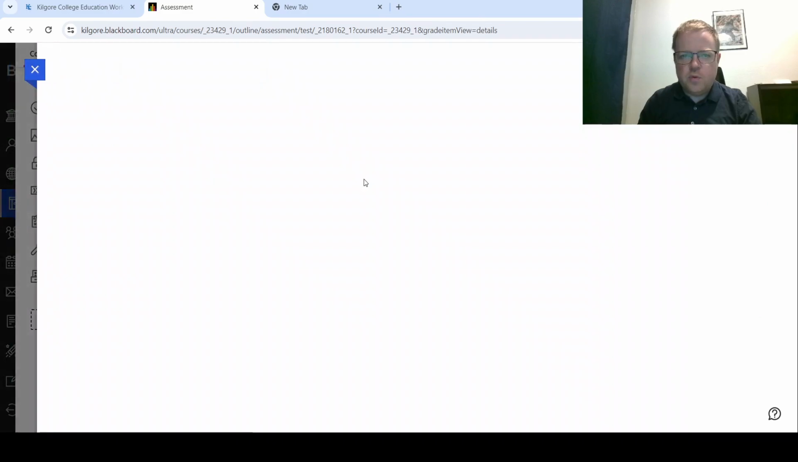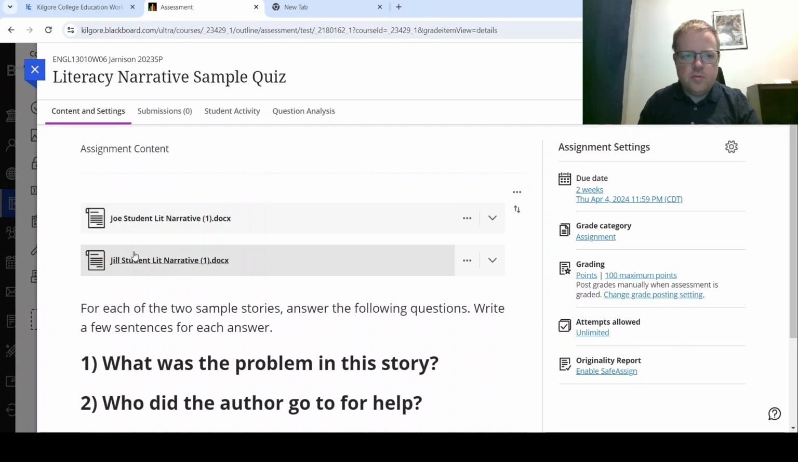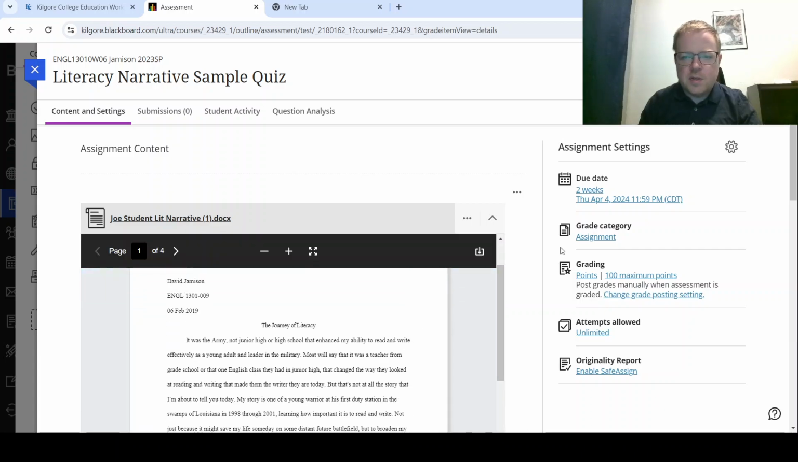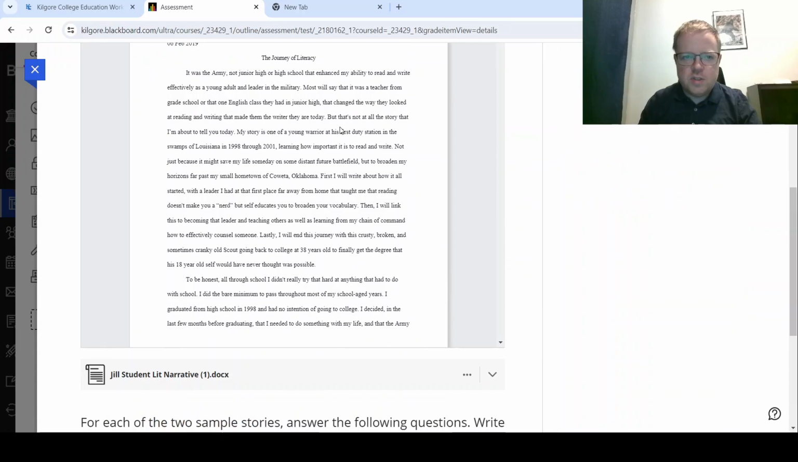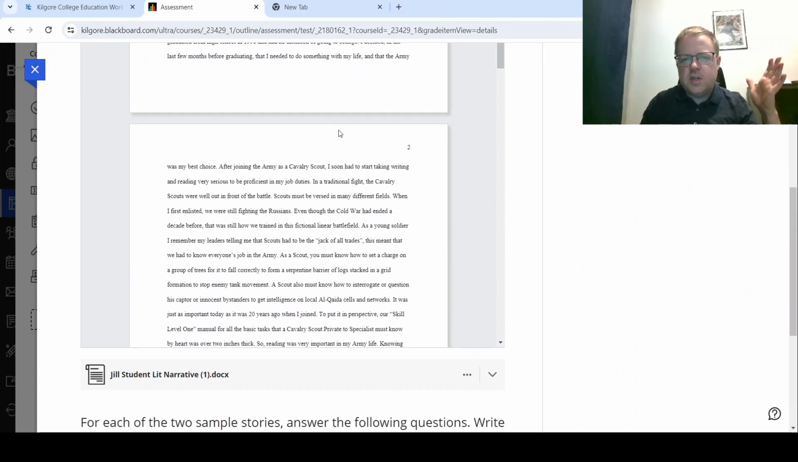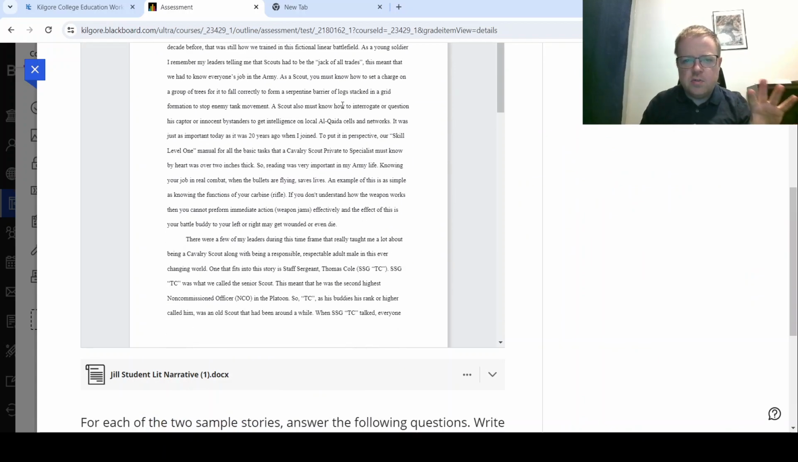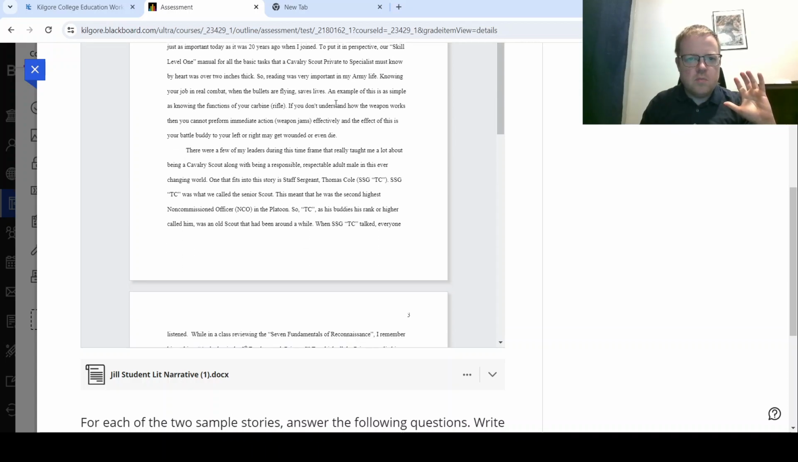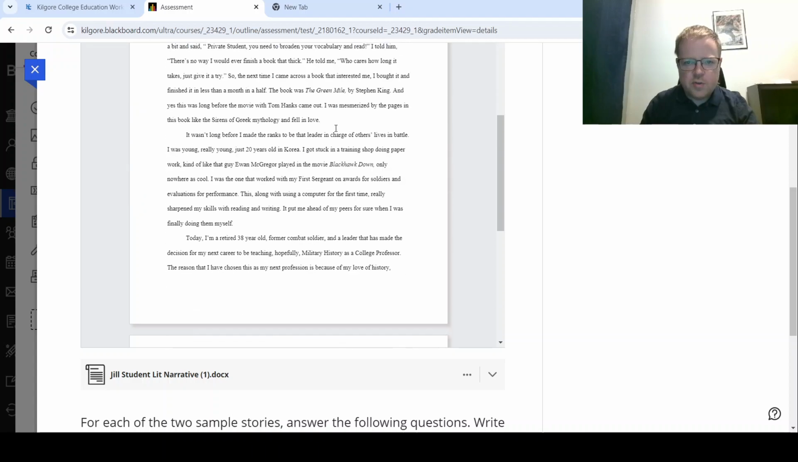This is pretty straightforward. You can see here there are 2 sample papers for this paper that you're going to write. These are both a lot longer than the one that I'm expecting you guys to write, but you can look here and you can see the format. You can see some of the details they're using. You can see how they've put their stories together.